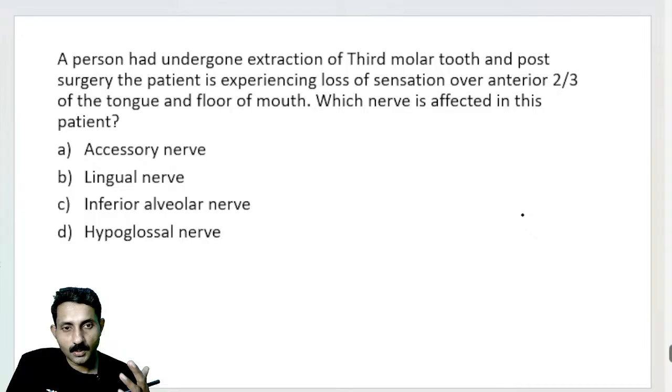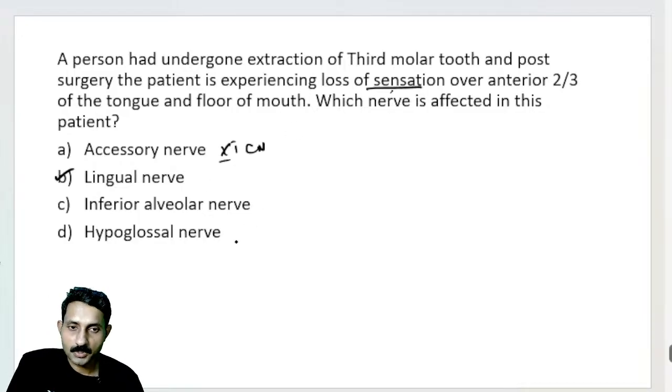But what they have given is loss of sensation. You see, there is no loss of taste sensation. So always look for the catch here. The clue is the loss of sensation. Sensation means general sensation. The anterior two-thirds of the tongue is affected as well as the floor of the mouth. So the answer is the lingual nerve. What is the accessory? Accessory is the 11th cranial nerve. It is not related to this. Inferior alveolar, if they have given the lower jaw sensation in the question, we can take this option.